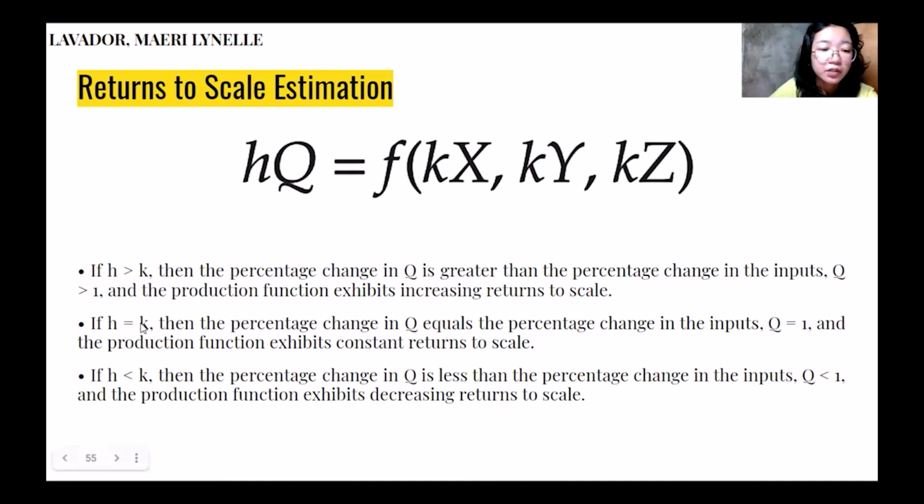If H is equal to K, then the percentage change in Q equals the percentage change in the inputs. E sub Q is equal to 1, and the production function exhibits constant returns to scale. If H is less than K, then the percentage change in Q is less than the percentage change in the inputs. E sub Q is less than 1, and the production function exhibits decreasing returns to scale.